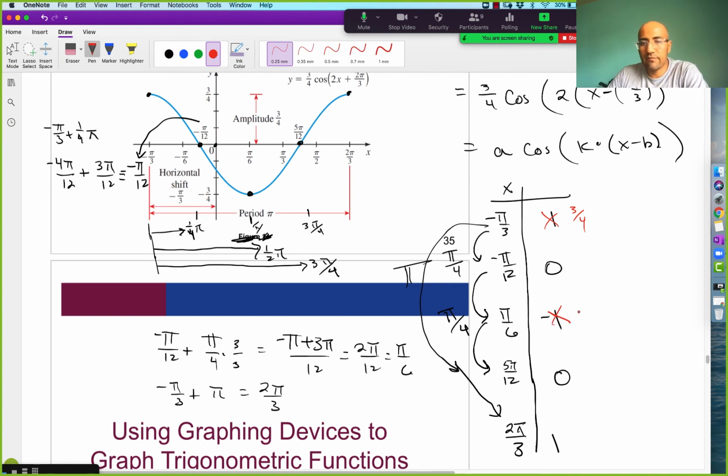The amplitude is affected by this constant out in front, so this becomes negative 3/4, and then this guy again becomes positive 3/4. 0 doesn't get affected. Good. Questions? No?